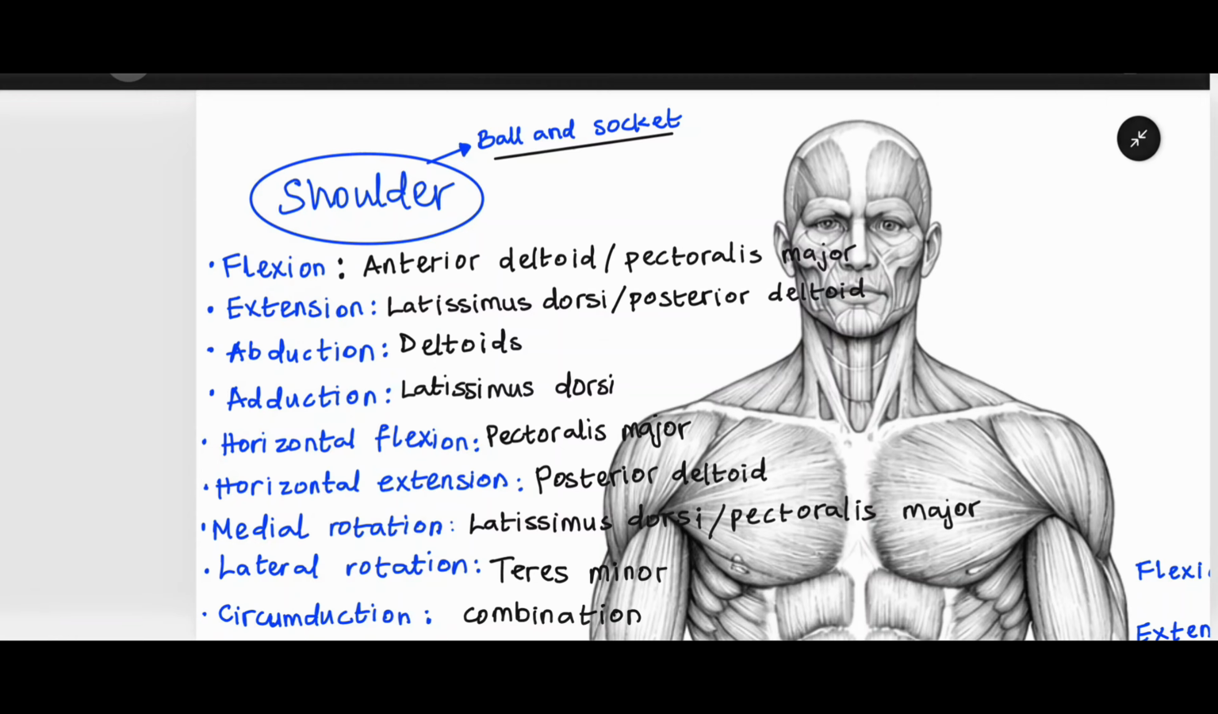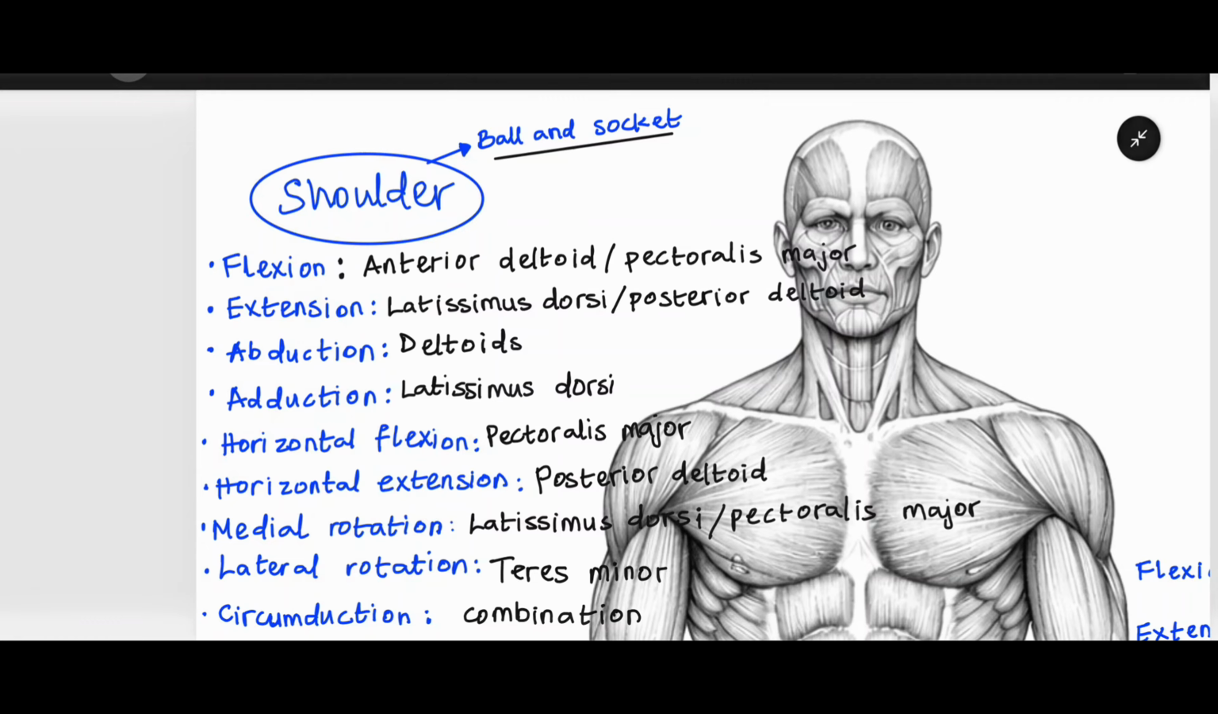Next, horizontal extension is the opposite, which is where your arm moves back out from your chest, and this is caused by contraction of the posterior deltoid. Next, we have medial rotation. Medial rotation is internal rotation of the shoulder, and this is caused by a contraction of the latissimus dorsi with a bit of support from the pectoralis major, but mainly the latissimus dorsi.